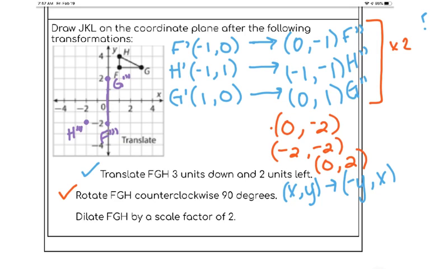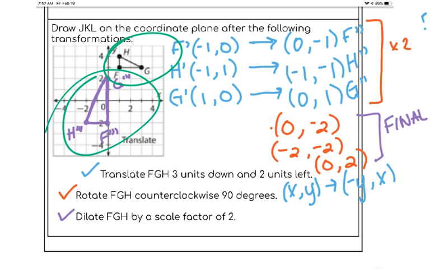So here you notice that we have now dilated the figure by 2. So each side has gotten twice as large. And this is your final object. And these two figures are similar to one another because they are the same shape but not the same size. Okay, thank you.